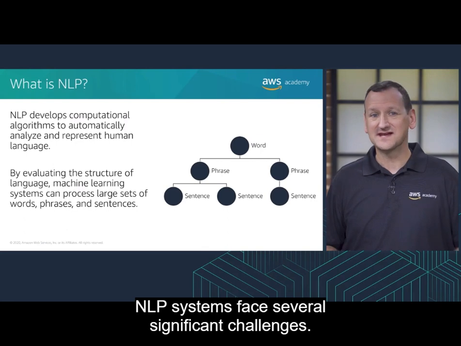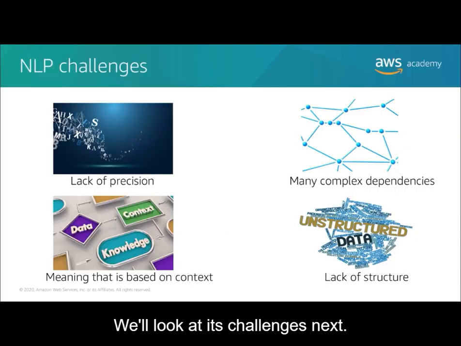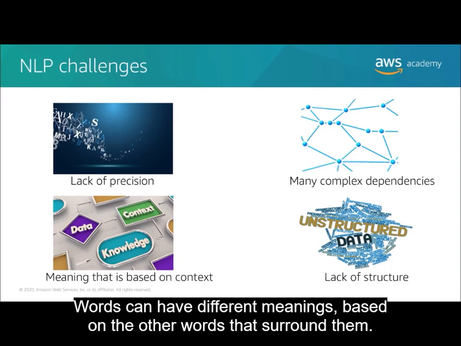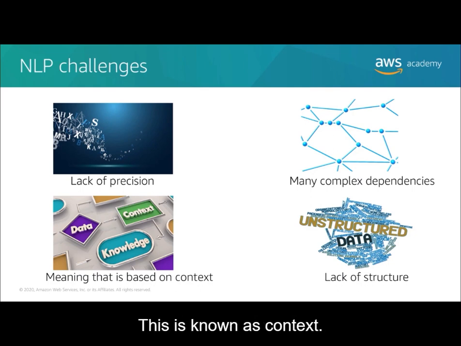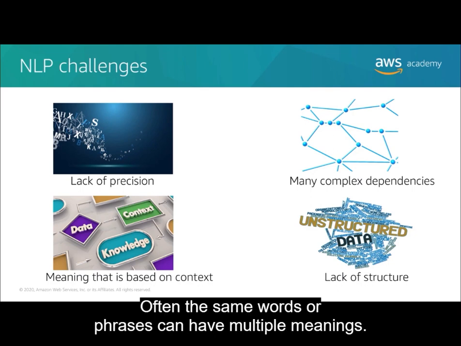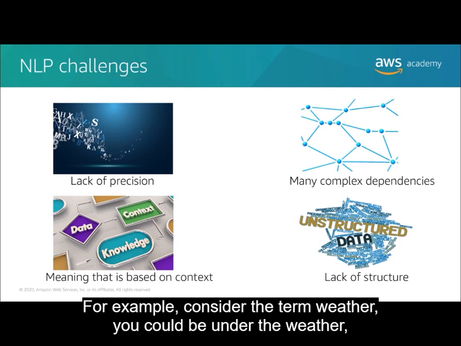NLP systems face several significant challenges. We'll look at its challenges next. Language isn't precise. Words can have different meanings based on the other words that surround them. This is known as context. Often the same words or phrases can have multiple meanings. For example, consider the term weather.